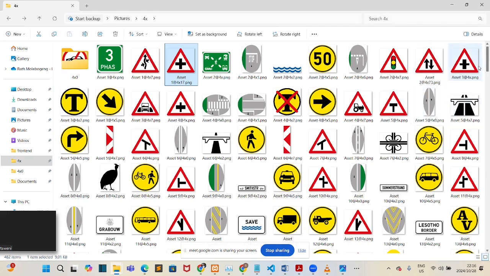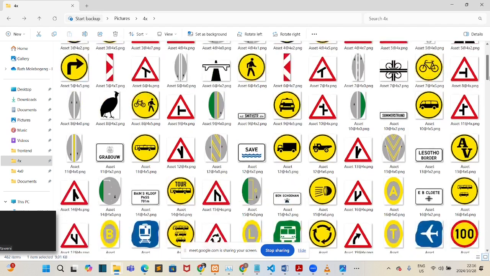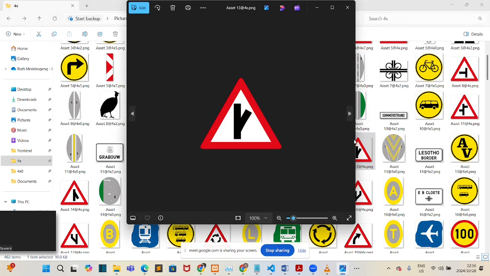Okay. So you are given the following sign. All right. You are given this. What action should be taken when encountering a sharp junction warning sign?